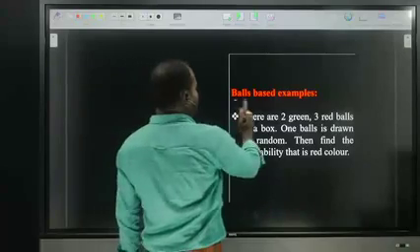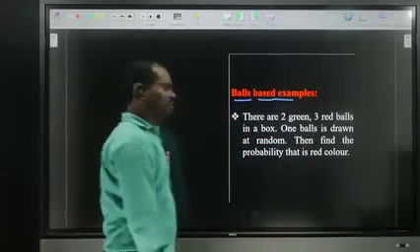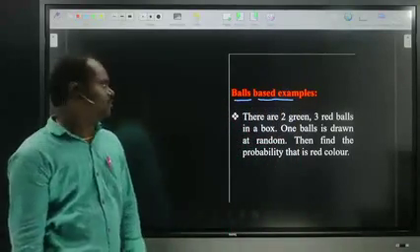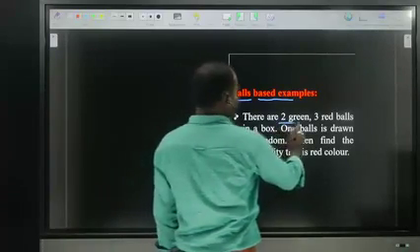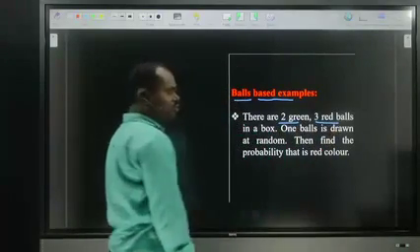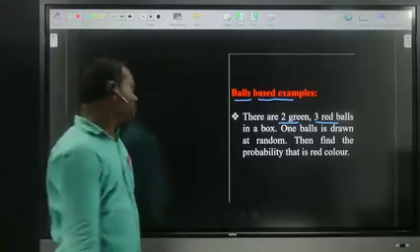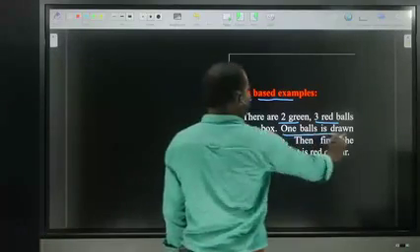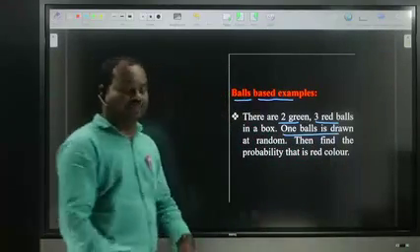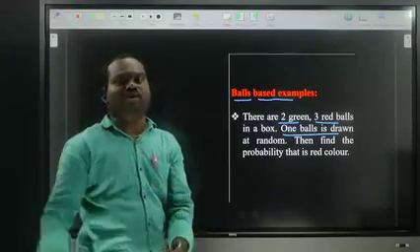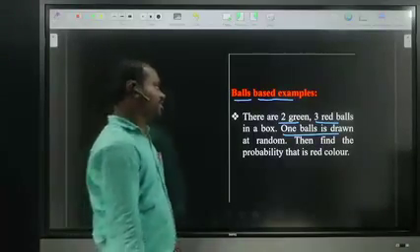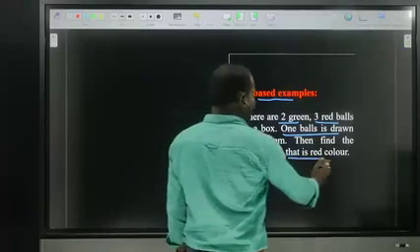Now we are looking at balls based examples. What is the question? There are 2 green and 3 red balls. One ball is drawn. In the earlier question a ticket was drawn; instead of a ticket, a ball is drawn at random. Then find the probability that it is which color? Red color.